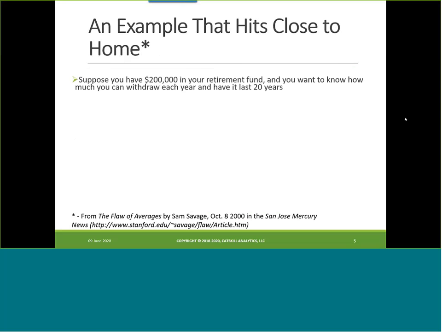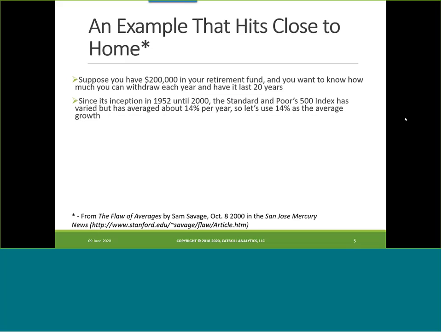is very simple. But suppose you have $200,000 in your retirement fund, and you want to know how much you can withdraw each year and have it last 20 years. And hence the title, it hits close to home. We've all just been through an amazing period in the stock market here. And I'm sure more than a few of us are probably looking over our shoulders at whether we're in the same position we thought we were just a few months ago.